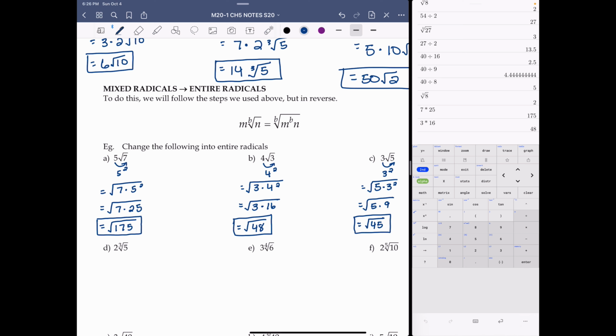2 times the cube root of 5. If I want to put 2 under a cube root, think about the ones we just did. Putting a number under a square root, we had to square the number. So putting a number under a cube root, we need to cube it. We get the cube root of 5 times 2 to the power of 3, which equals the cube root of 5 times 8, which equals the cube root of 40.